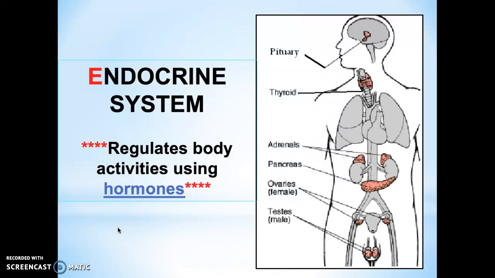The endocrine system is composed of all of these different glands that you have throughout your body, and the job of these glands is to basically release hormones and control or regulate a lot of the things that happen throughout your body. Okay? So again, remember, endocrine has to do with hormones.